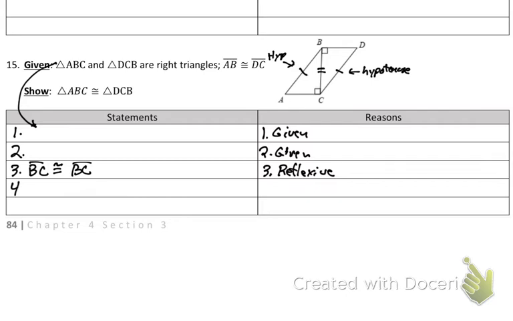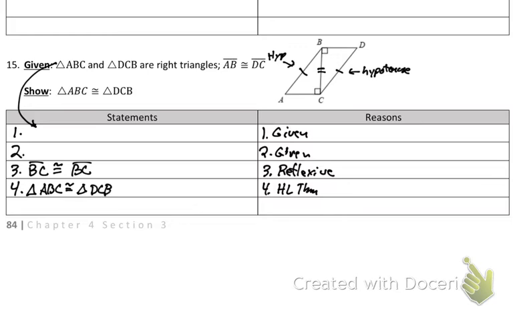And then my fourth step is I have a hypotenuse, I have a leg, I have a right triangle. So my fourth step should be saying they're congruent by that HL theorem. And they actually wrote the entire statement for us, so we just have to go ABC is congruent to triangle DCB.